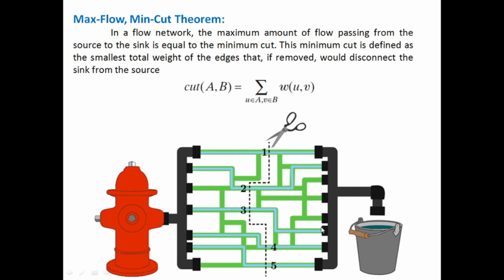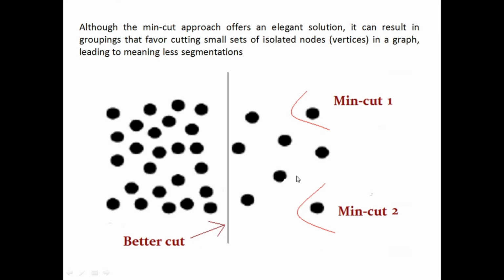But sometimes what happens, even though the minimum cut approach offers a best solution, it can give a result in grouping that favors cutting small sets of isolated nodes or vertices in a graph. So that means it is some isolated vertex, right? Or an isolated object here and an isolated object here. So if I do the cutting operation for this one and this one, does it make sense?